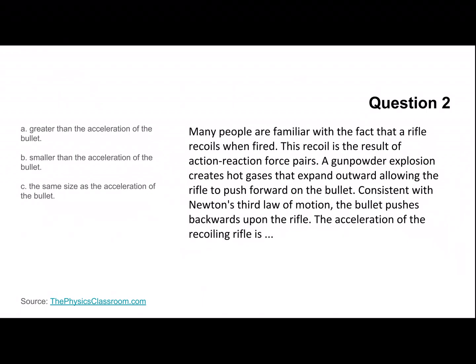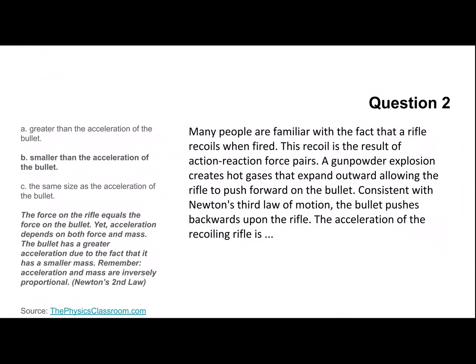All right, let's check your answer. It is B, smaller than the acceleration of the bullet. Okay, so the force on the rifle equals the force on the bullet. That is consistent with Newton's third law. Yet the acceleration depends on both force and mass. So the bullet has a greater acceleration due to the fact that it is a much smaller mass.